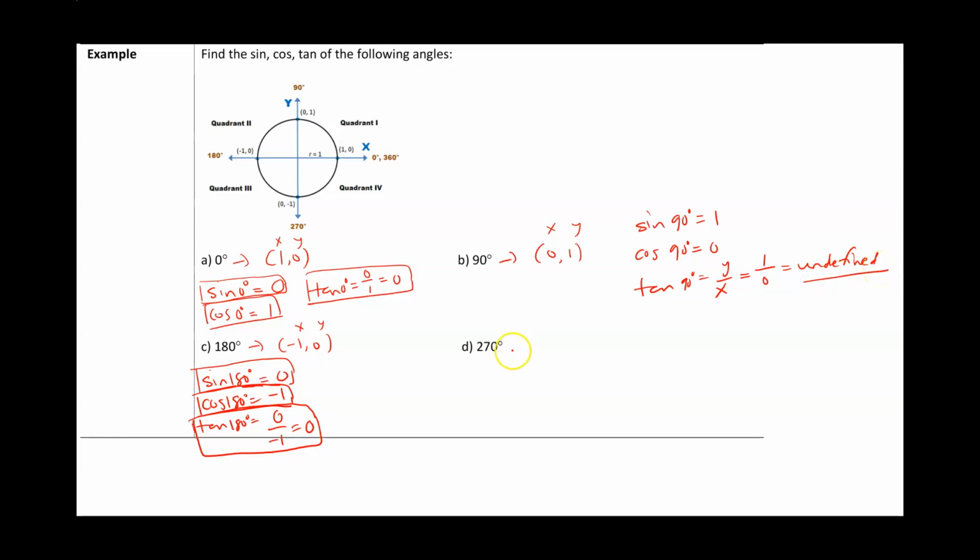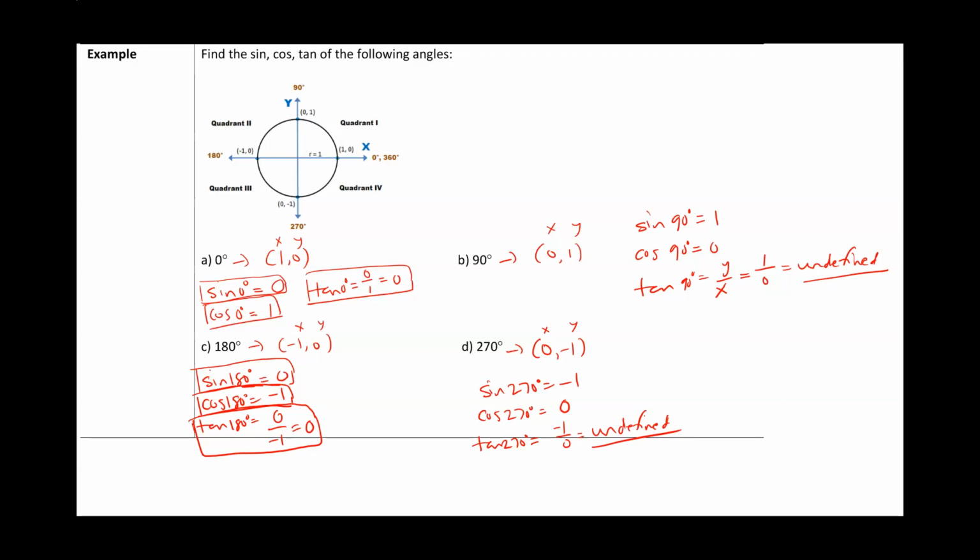Let's do 270. For 270, my point is going to be 0, -1. So always write the point and label the x and label the y. Now let's take the sine of 270 degrees, which is the y value, that's -1. The cosine of 270 is the x value, which is 0. And then the tangent of 270 is going to be y over x. So this is going to be -1 over 0, and that's again going to be undefined.